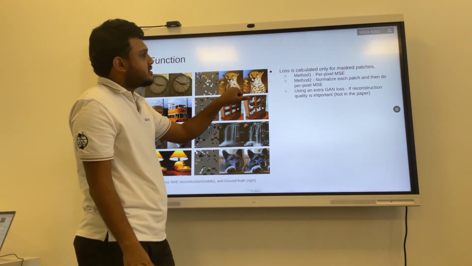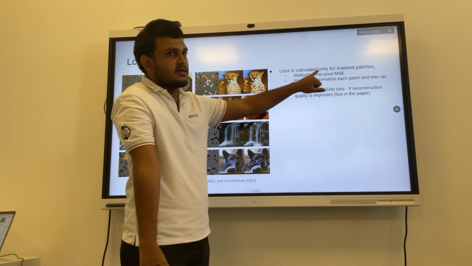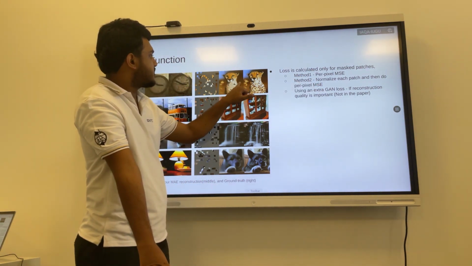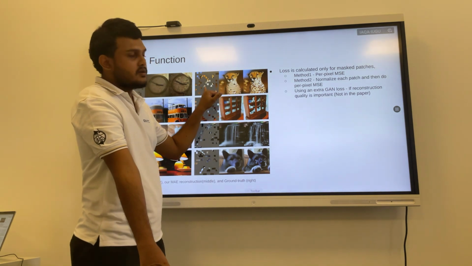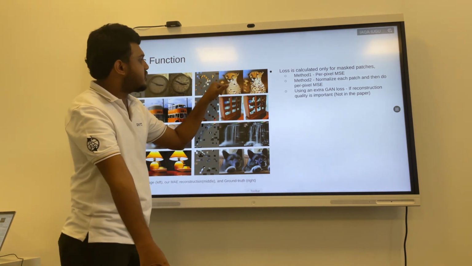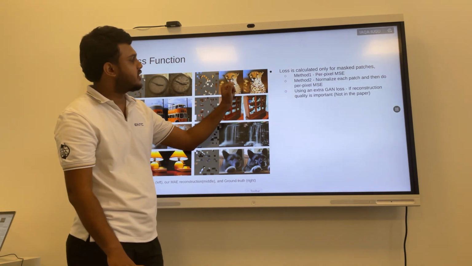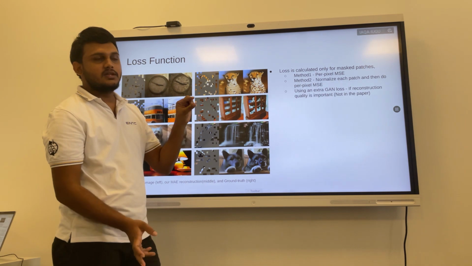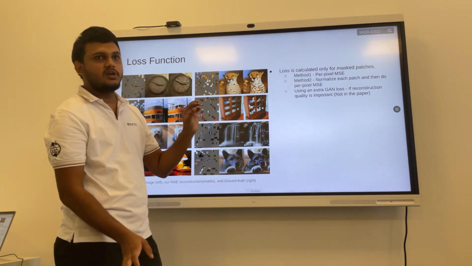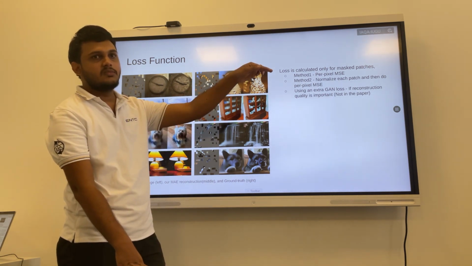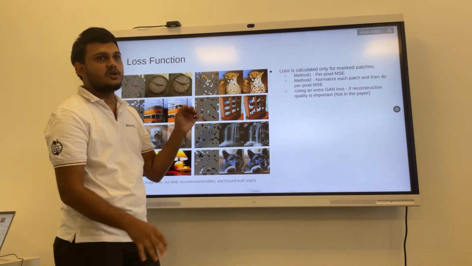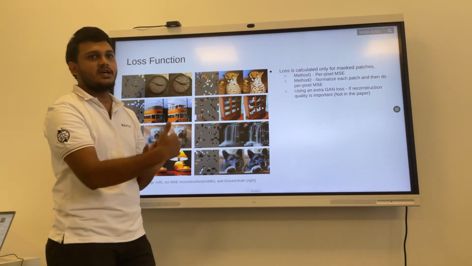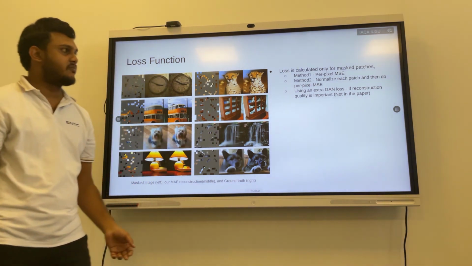Why that happens is we are only calculating the loss for the masked patches. So if we closely look, these are coming from the unmasked patches. Because we are not calculating losses for these unmasked patches, the reconstruction quality of that is low. Now you can think of it like this: in the decoder, when it sees a mask token, it will try to reconstruct it at a good quality. But since we are not calculating loss for the unmasked patches, the decoder will not take much effort in reconstructing them.